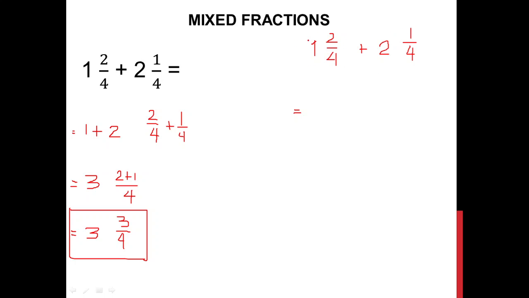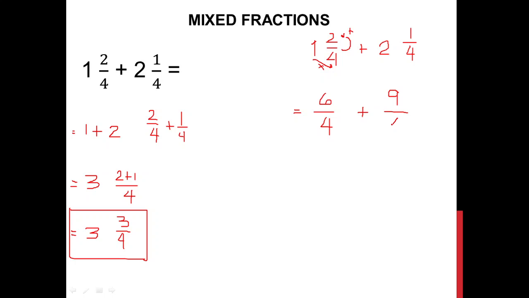So how do we transform a mixed fraction? First, we need to multiply the whole number to the denominator and then add the numerator, then copy the denominator. So it's like this. 1 times 4, that's 4, plus 2, that is 6. Then copy the denominator. Again, on the second mixed fraction, 2 times 4, that's 8, plus 1, that's 9.